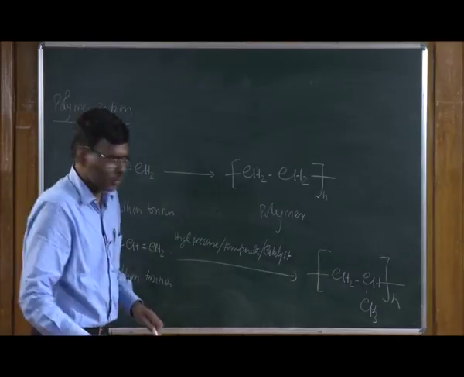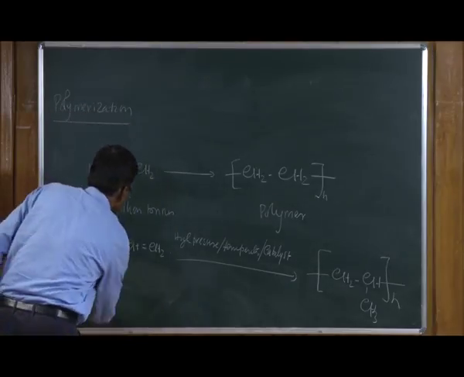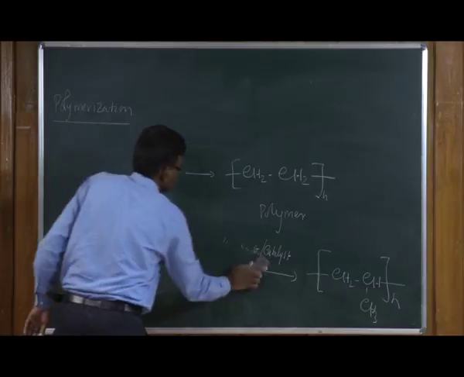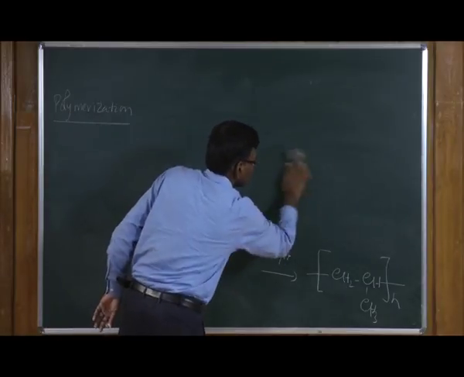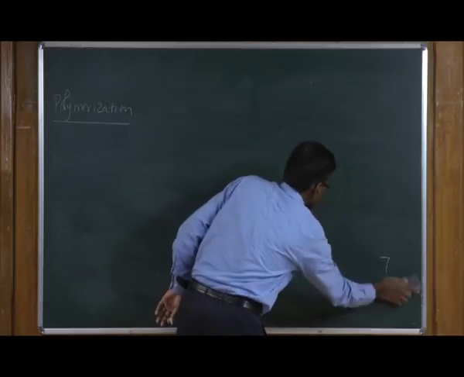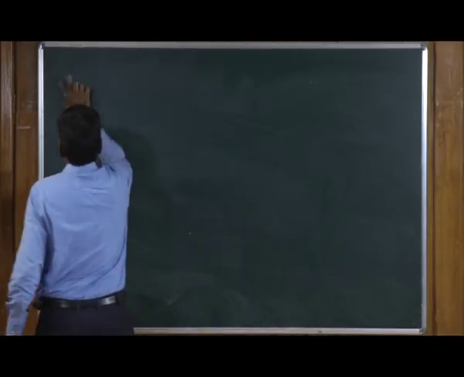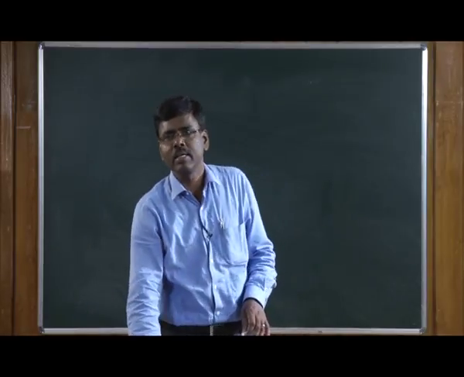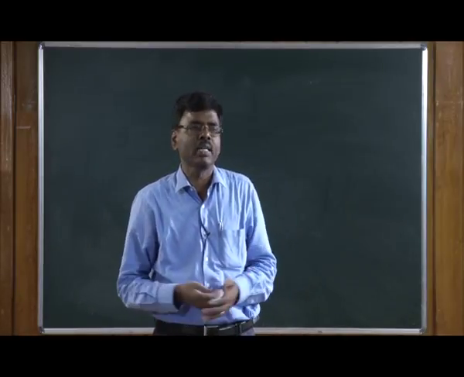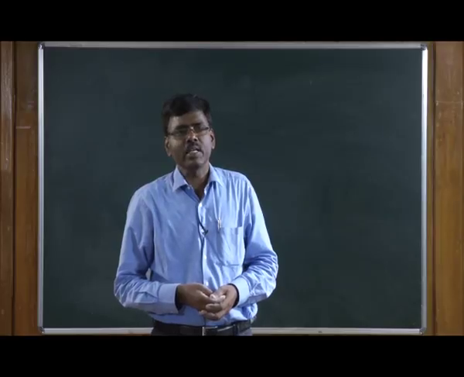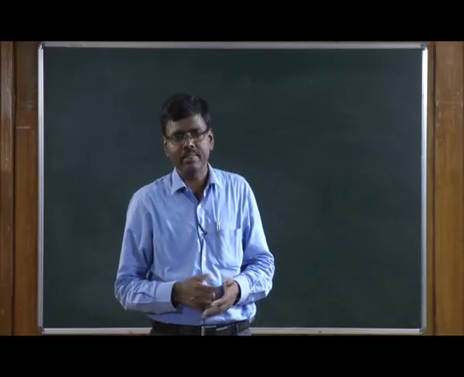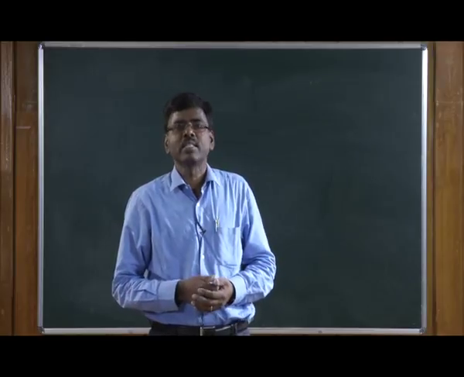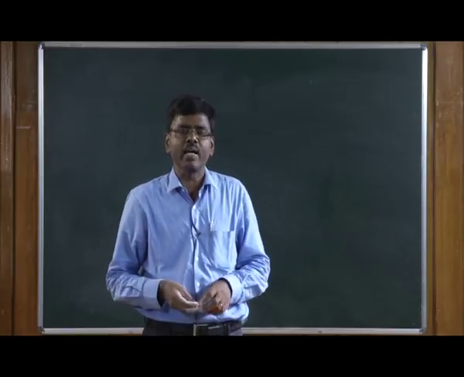And let us conclude what we have seen today: the chemical properties of alkenes. We have seen 8 types of reactions. First, we have seen the addition of hydrogen to alkenes, which leads to alkanes and is a stereospecific reaction, a syn addition reaction. Then we have seen addition of halogen.